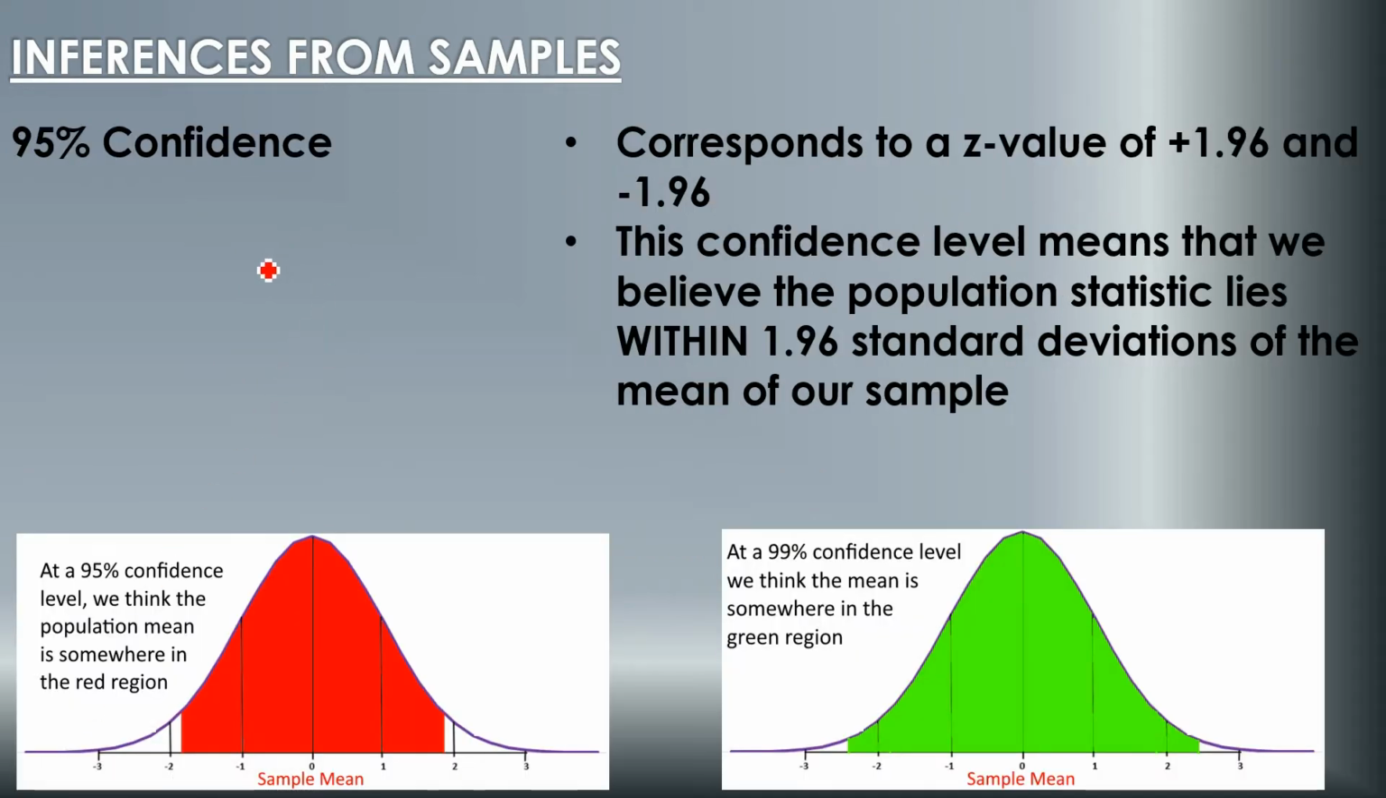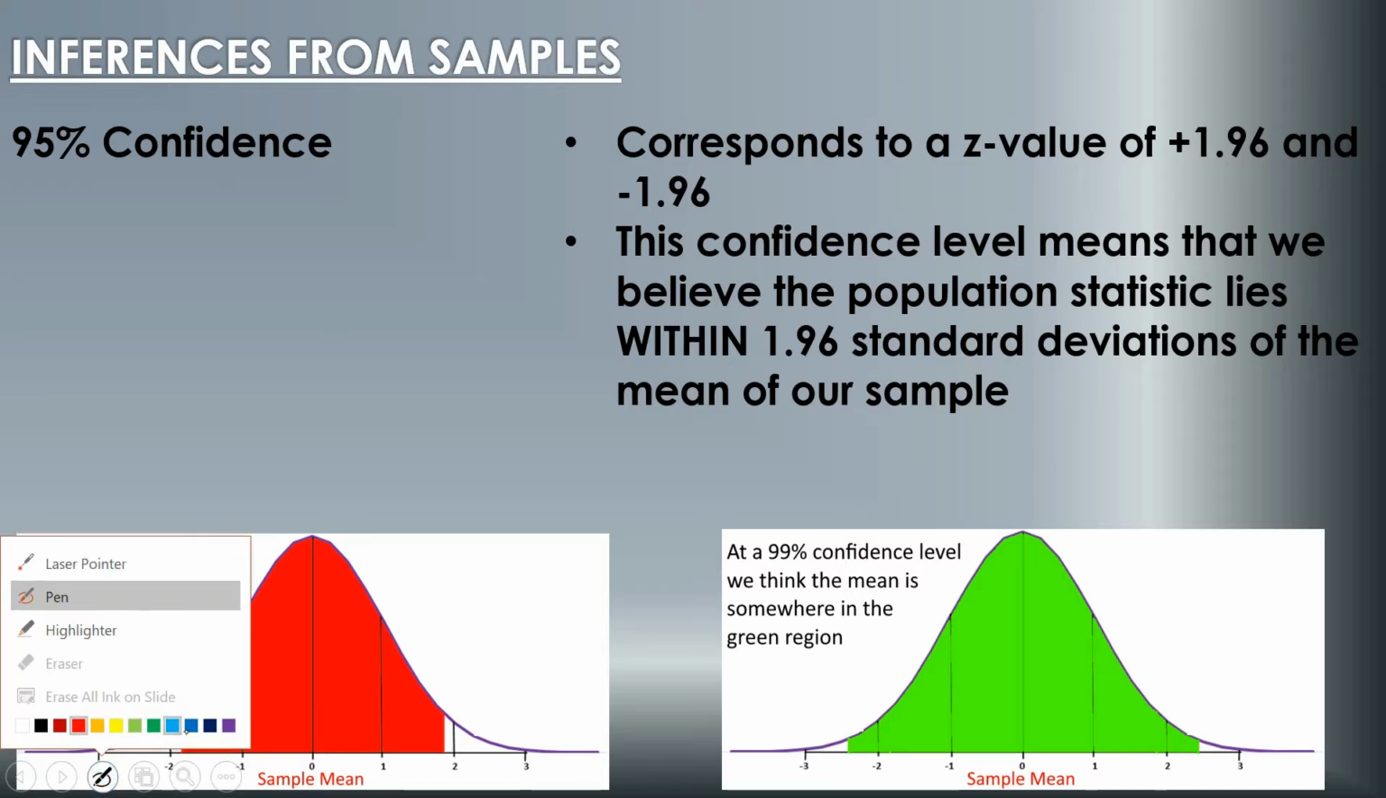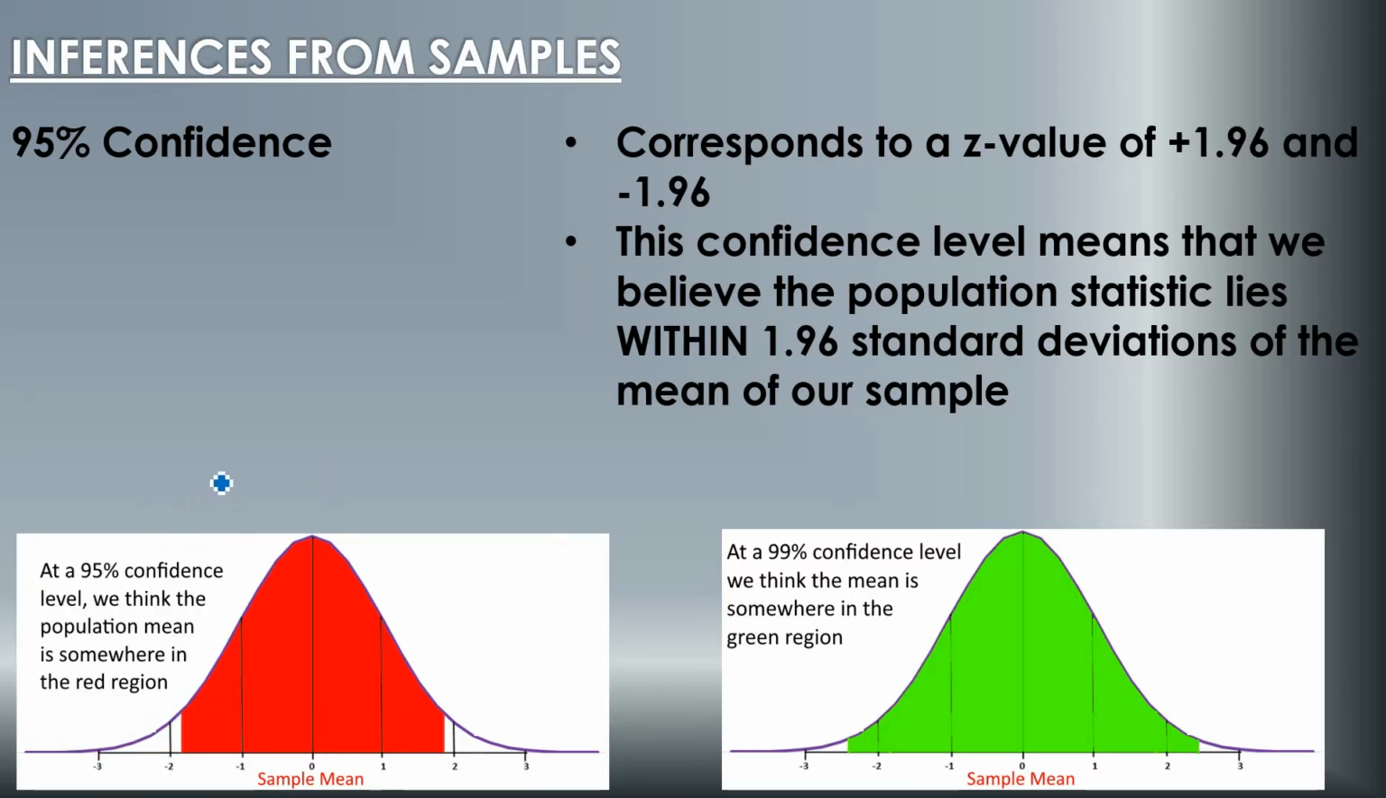So let's talk about a 95% confidence interval. This is going to correspond to a z-value of between 1.96 and negative 1.96. And this confidence interval means that we believe the population statistic lies somewhere within it. So I'm going to switch my color here for a second. Here's a 95% confidence interval right here. What we're saying is that somewhere in this area, we believe the actual population value is.